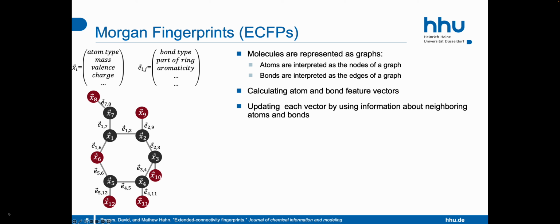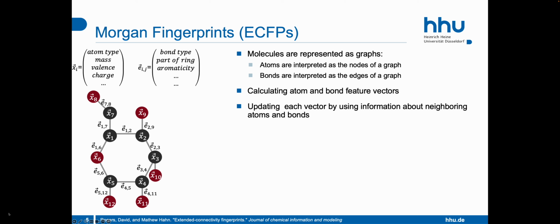This results in a better vector representation for atom 1 that now not only contains information about the atom itself, but also about the neighboring bonds and atoms. Since all atoms and bonds are updated simultaneously, this is also true for neighboring atoms and bonds. And if we now update an atom or bond vector again, we also get information about the atoms and bonds that are 2 steps away, and we not only get information about the direct neighbors.